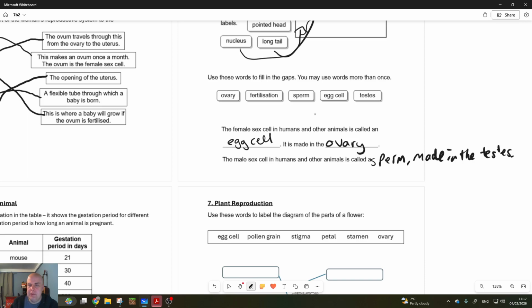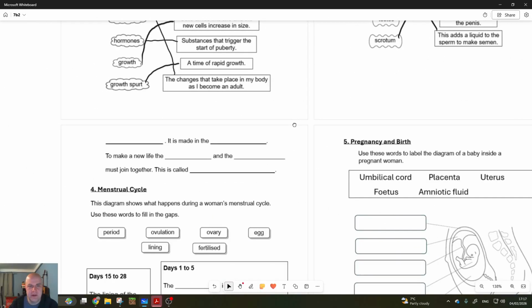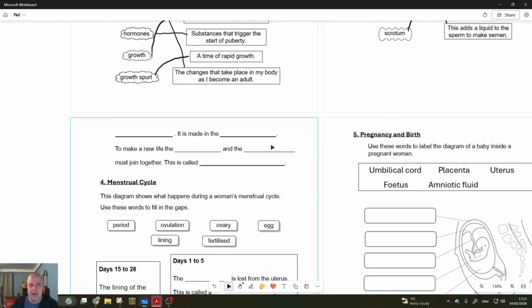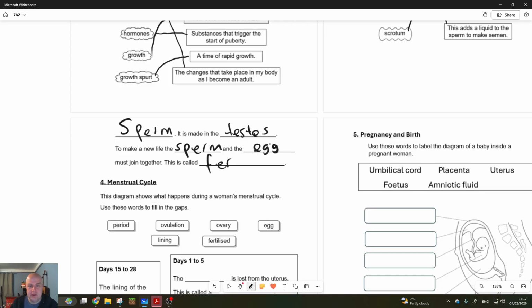Okay, now the next bit basically goes when a sperm and an egg join together, that is the process of fertilization. I don't know why we're missing a chunk of the booklet, but we appear to be. Anyway, oh, it's over here. I didn't go far enough. Okay, so this is sperm. This is testes. The sperm and the egg, or egg and sperm, whichever way around you put it, this is called fertilization.